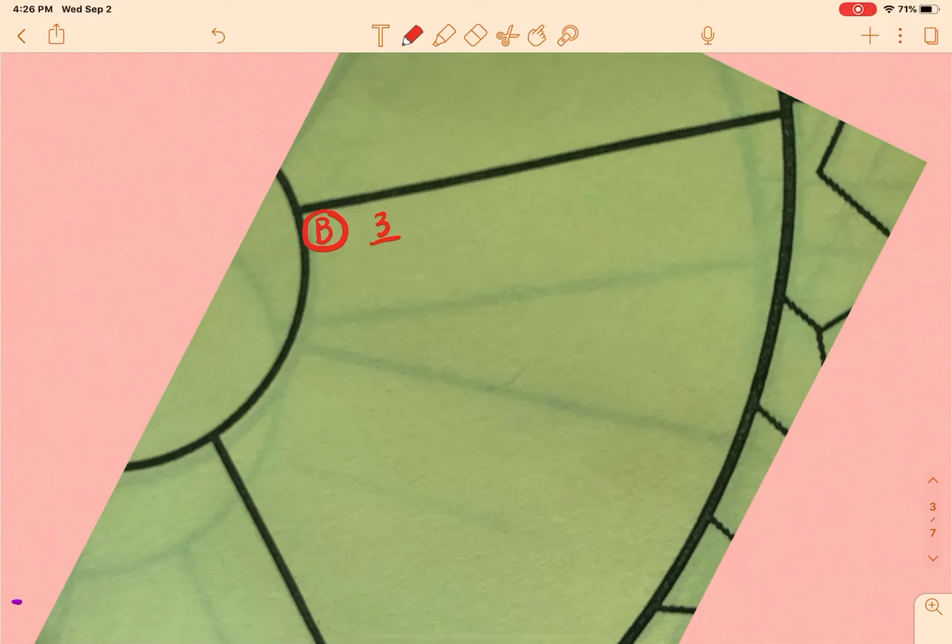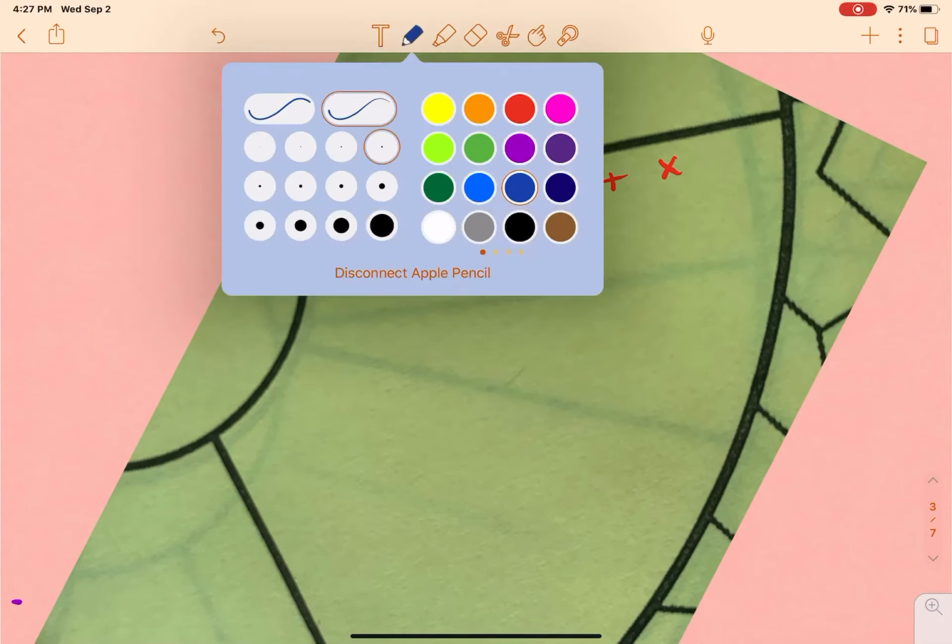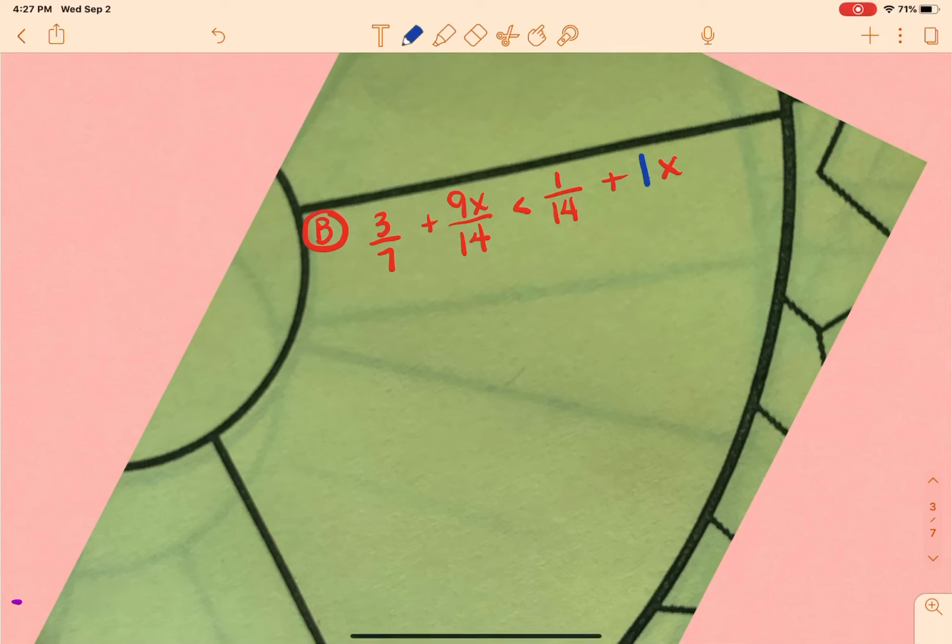So 3 over 7 plus 9x over 14 is less than 1 over 14 plus x. Now, before we do anything, one thing that I might do is add a 1 there, just so it's easier for me when I'm going to actually go through and solve this.